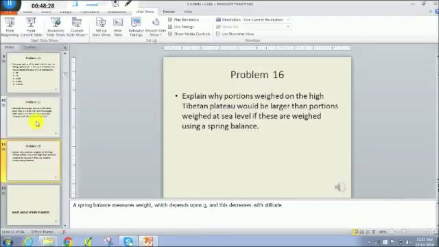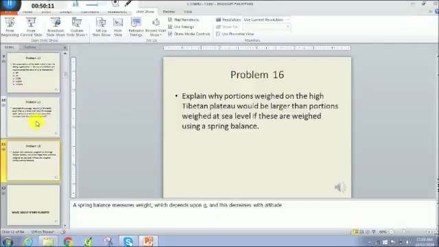Explain why portions, so I think food portions or anything like that, weighed on the high Tibetan plateau would be larger than portions weighed at sea level if they were weighed using a spring balance. So it's going back to the thing we did earlier. The spring balance was the one that pulled down and measured weight. So why would portions on the plateau be larger than portions at sea level?